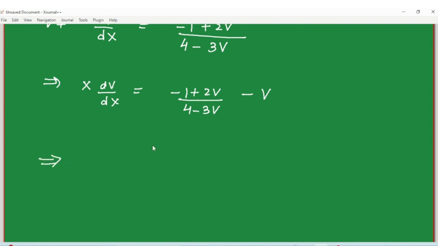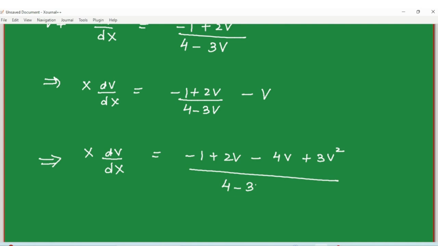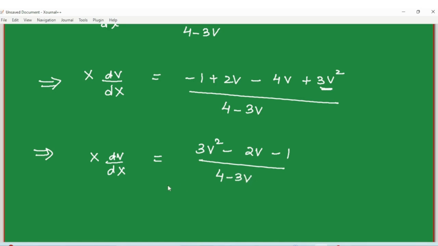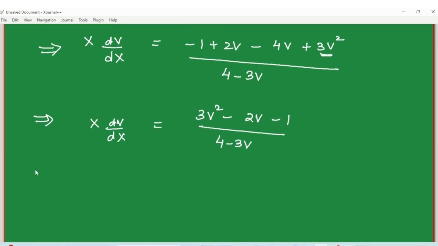So effectively, when we simplify, x dv by dx is minus 1 plus 2v minus 4v plus 3v square, and then we have a minus 3v plus 4 in the denominator. So this simplifies to the following: x dv by dx is 3v square minus 2v minus 1 upon 4 minus 3v. Now taking things to the other side, we can say 3v minus 4 upon 3v square minus 2v minus 1 dv is the same as minus 1 by x dx.